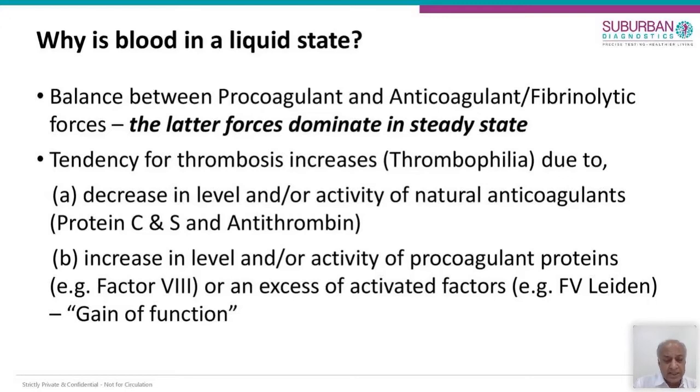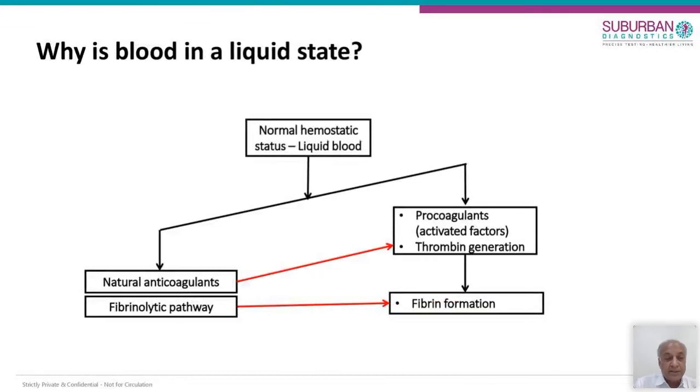So if there is an excess of activated factors, for example factor V, as happens in factor V Leiden, which is because of the mutation in the factor V protein, the activated protein C system is not able to cleave it, and therefore the factor V continues to remain activated in large quantities in circulation and renders the system more prone to thrombosis. And this is an example of gain of function. So this same thing is depicted in a diagrammatic manner here.